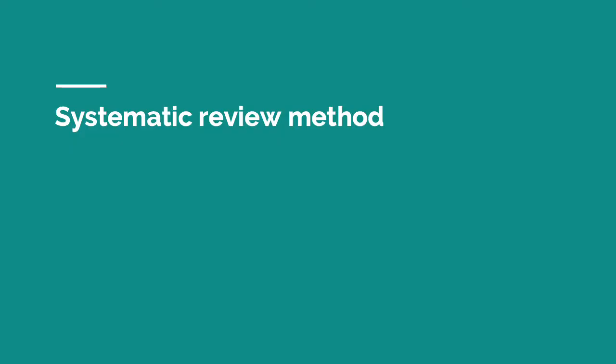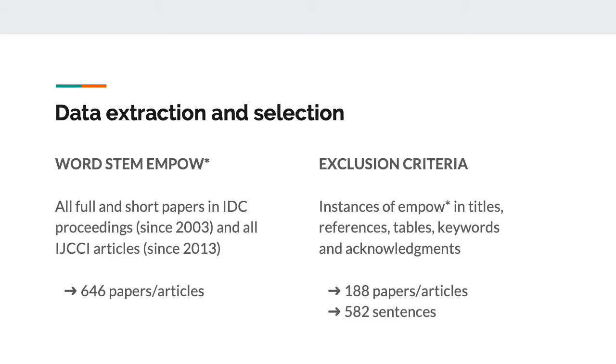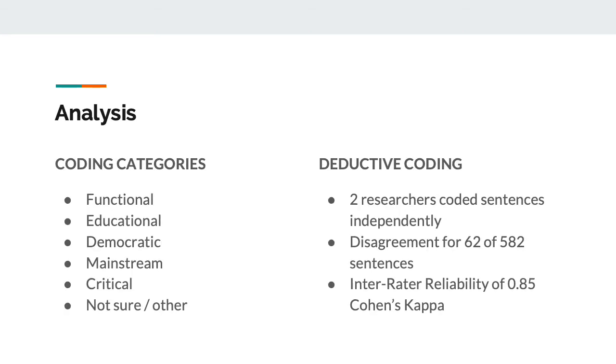So those were the main takeaways, and in the next few slides I will briefly present our systematic review method, but for more details I refer to the paper. For this review, we first downloaded all IDC papers and all CCI journal articles, and then used a Python script to extract the sentences and paragraphs that use the term empowerment, which resulted in almost 600 sentences in 188 papers. Then we coded each sentence using the framework mentioned earlier that distinguishes between 5 forms of empowerment. Two researchers did this independently, after which we compared results and obtained an inter-rater reliability of 0.85, which is considered an almost perfect agreement.